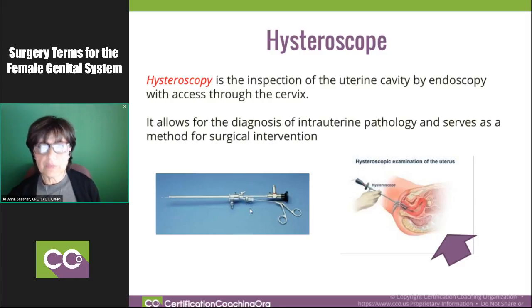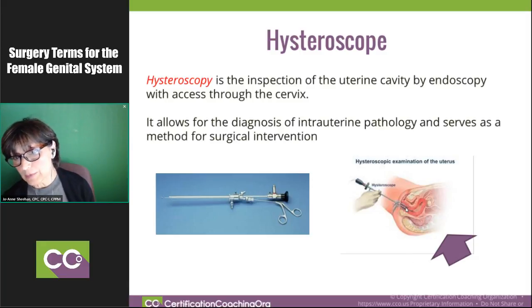Well, this is a hysteroscope. And this is how it would be inserted to examine the uterus.